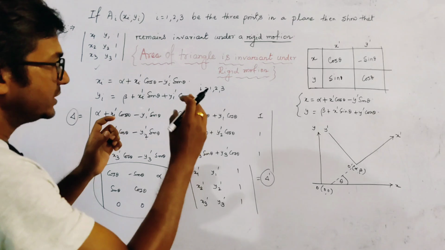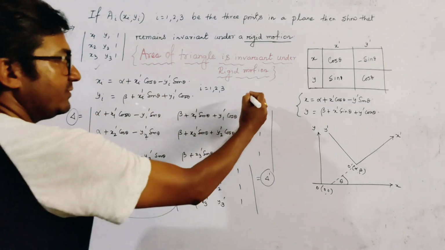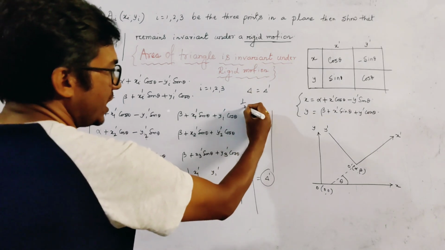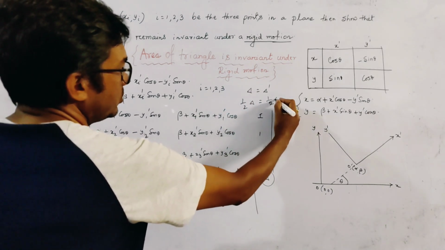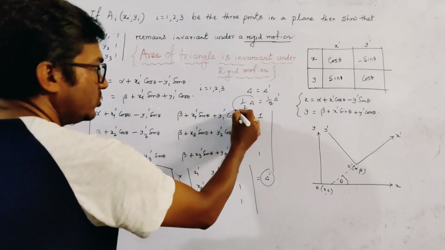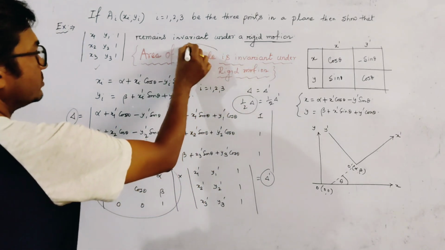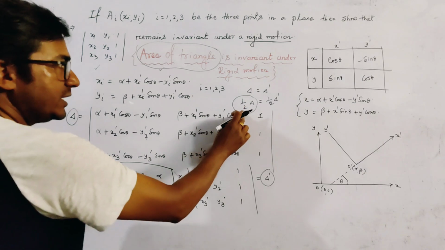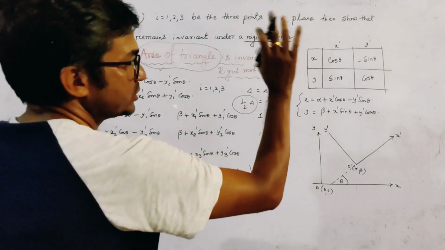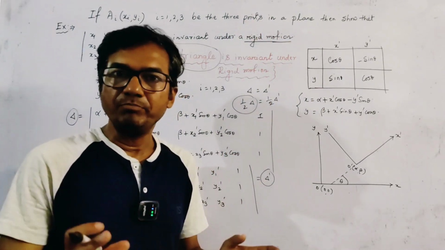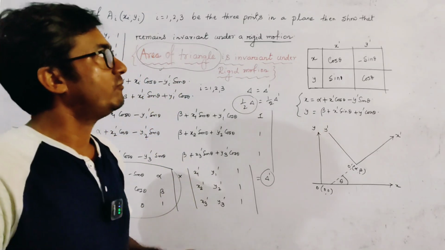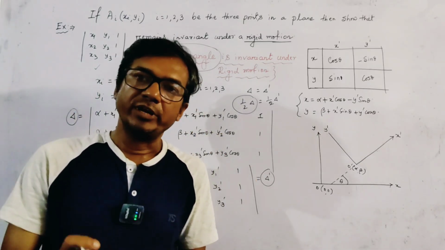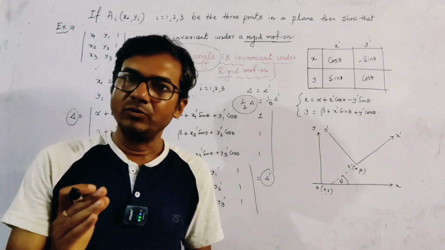And we know that if delta is equal to delta dash, then half into delta is equal to half into delta dash, and half into delta means area of the triangle. We write here a note, area of the triangle is also invariant under rigid motion. This is very simple but interesting problem of rigid motion or of transformation of coordinate axis. Right? Thank you for watching.